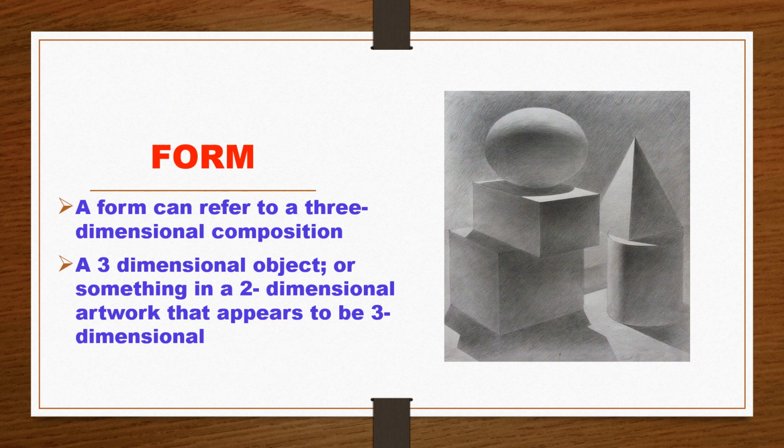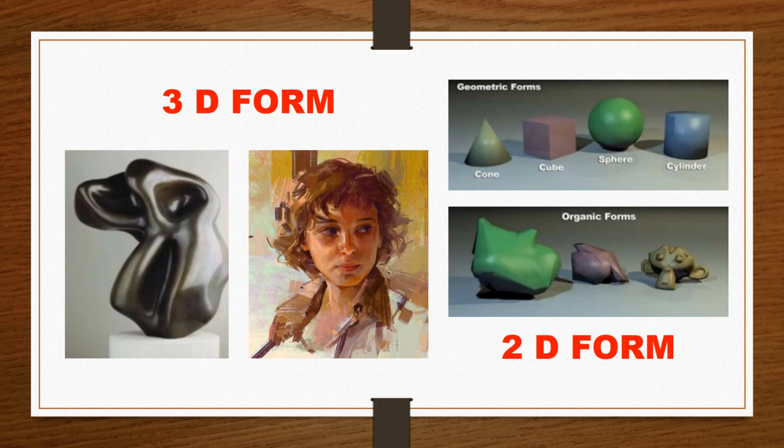Now what comes? Form. A form can refer to a three-dimensional composition, a three-dimensional object, or something in two-dimensional artwork that appears to be three-dimensional. So you can see in the picture also various forms have been made. Now students, you can see three-dimensional forms in a picture and two-dimensional form in a picture.